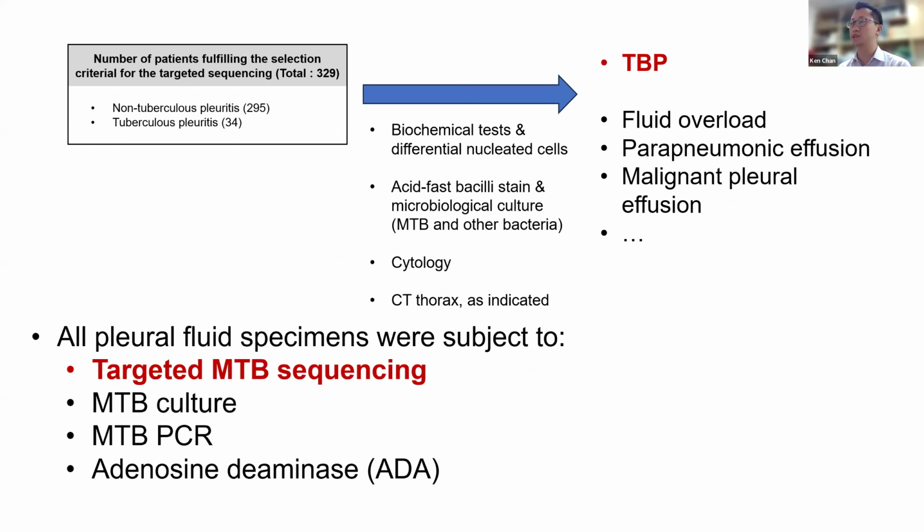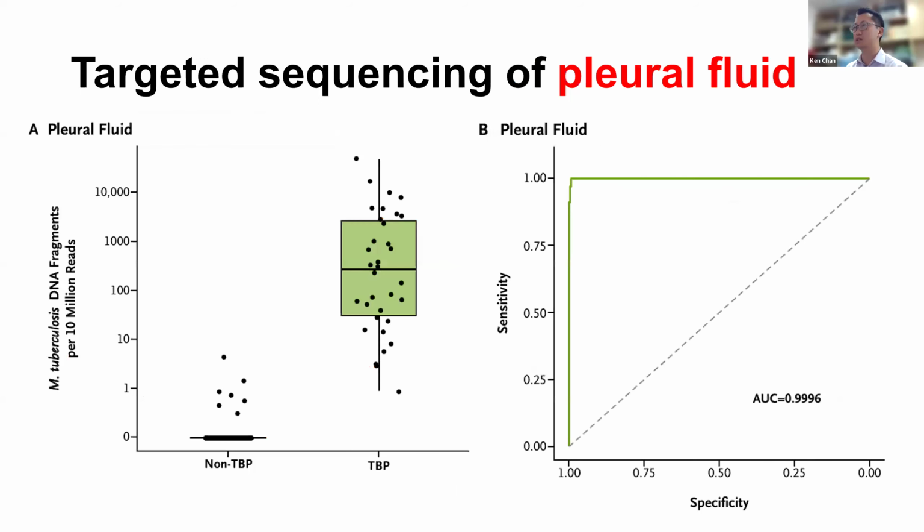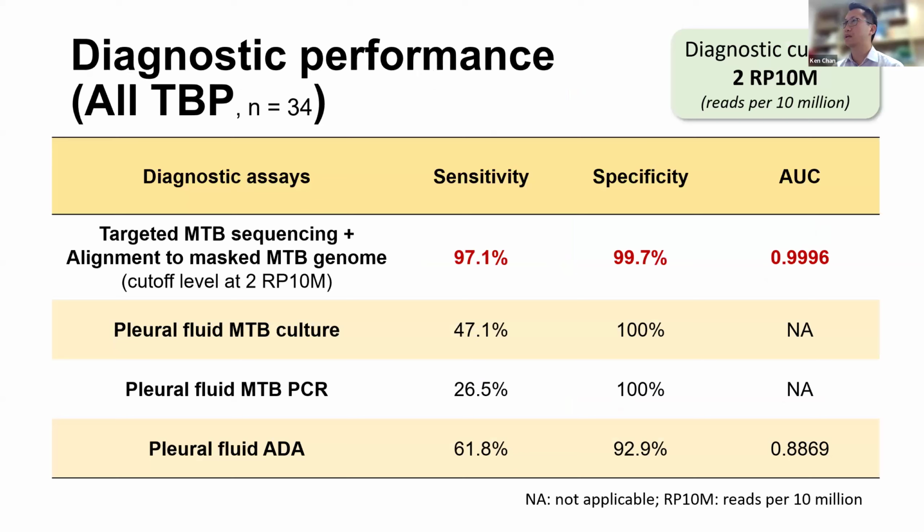We applied all the pleural samples for targeted MTB sequencing with our technology, MTB culture, PCR, and ADA. And here are the results. With the targeted sequencing of the pleural fluid, we found that the level of MTB cell-free DNA fragments is much higher in the TBP group and at a very low level in the non-TBP group. The AUROC is 0.9996, approaching 1. So this is the diagnostic performance, and the diagnostic cutoff is at 2 reads per 10 million.